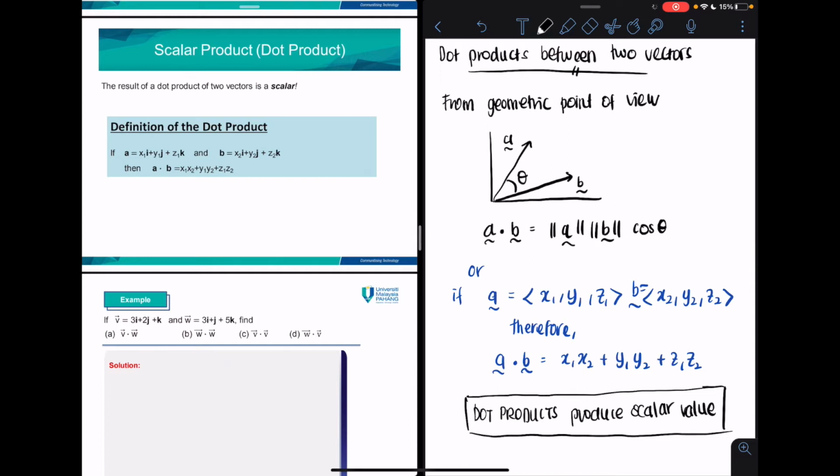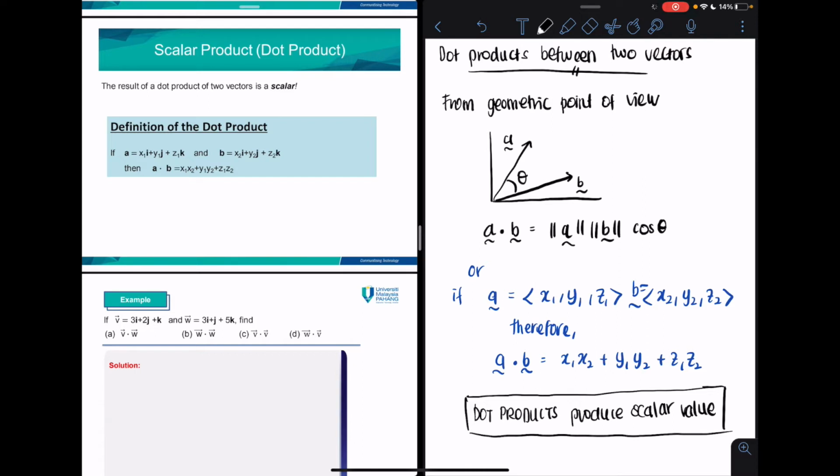I bet most of you have come across vectors in your previous course. But right now, I would like to focus on dot products between two vectors. I know that you know by heart that the dot product between two vectors will give you a scalar value, which contrasts with the scalar products between two vectors, which will give you a new vector. That will be discussed in the next lesson.